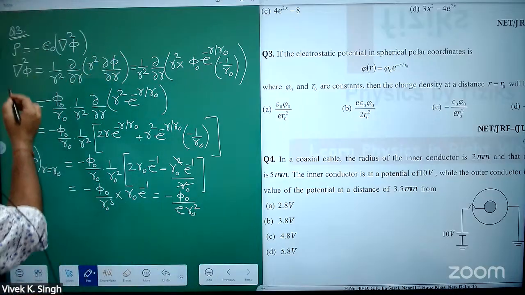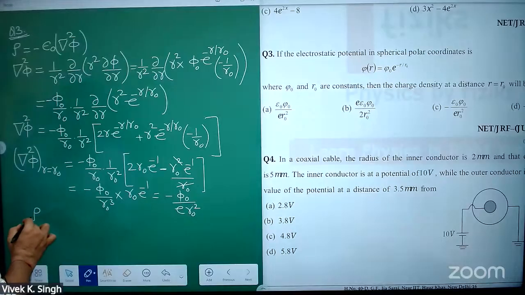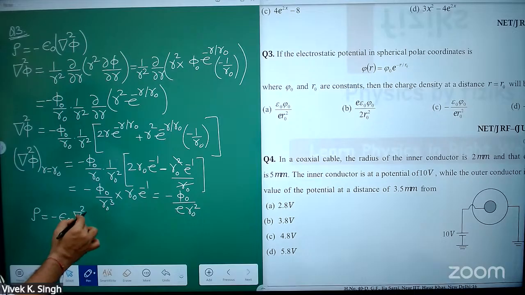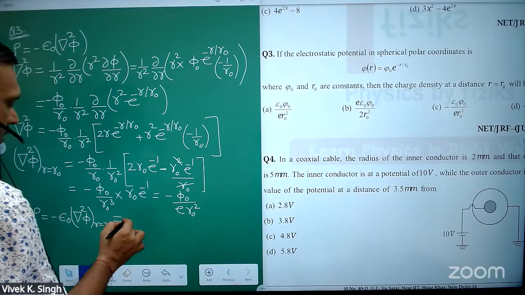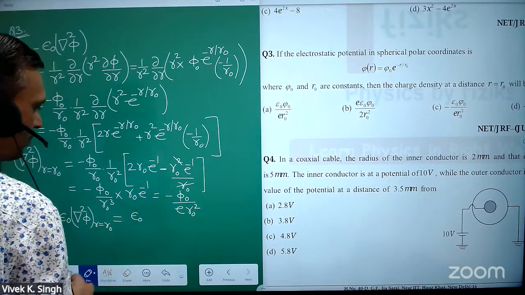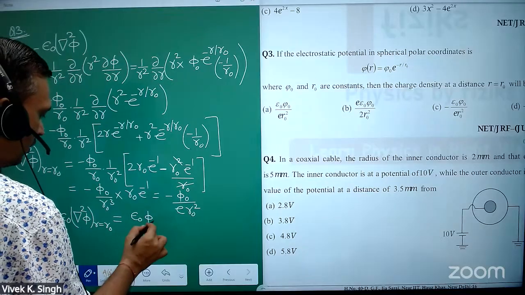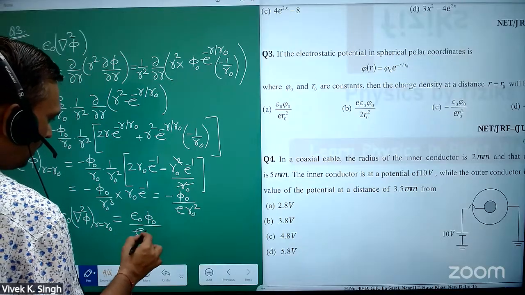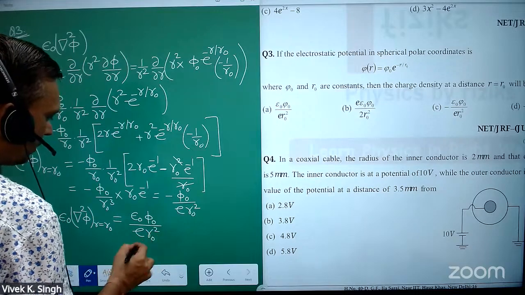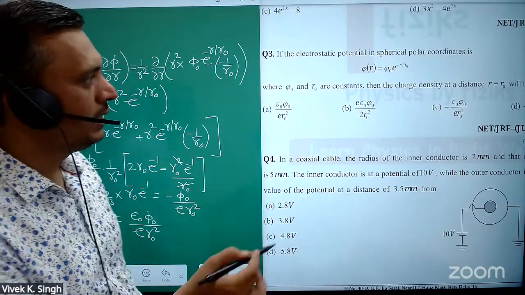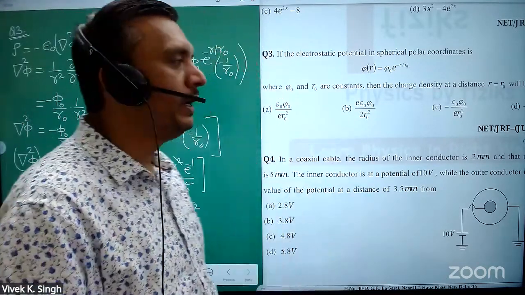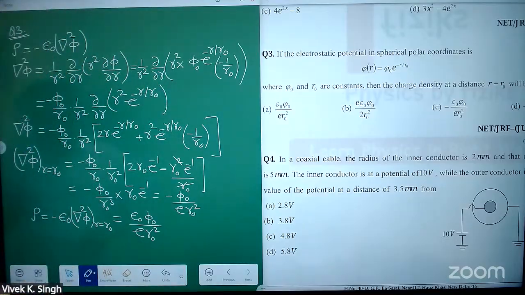And then what will be the charge density rho? Charge density rho is minus epsilon naught del square phi at R equal to R naught. So this is epsilon naught phi naught by E R naught square. So this will be the charge density at point R is equal to R naught.